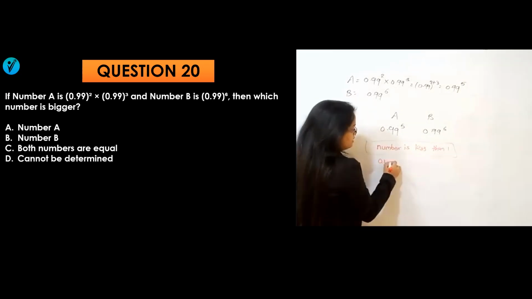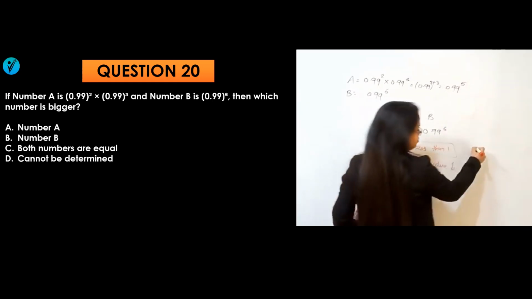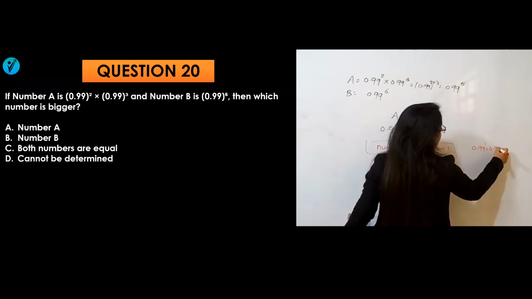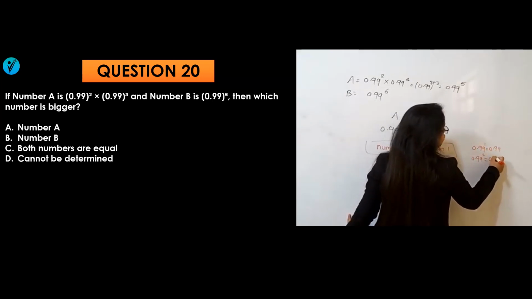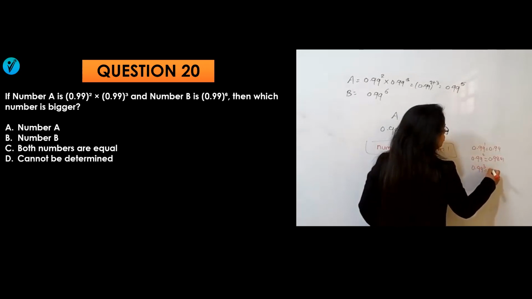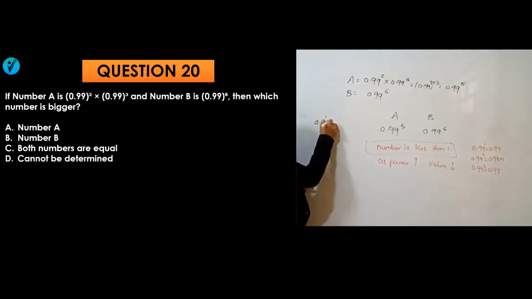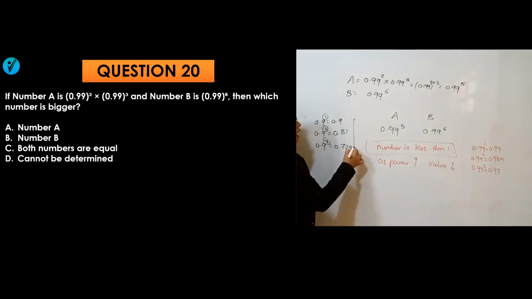As the power increases, value decreases. How? We can check it here. 0.99 raised to 1 is 0.99. 0.99 raised to 2 is 0.9801. And 0.99 cubed is 0.97 something. We can check with 0.9 easily. 0.9 raised to 1 is 0.9. 0.9 squared: 9 squared is 81, so 0.81. Then 0.9 cubed: 9 cubed is 729, so 0.729. As the power increases, 1, 2, 3, value decreases.